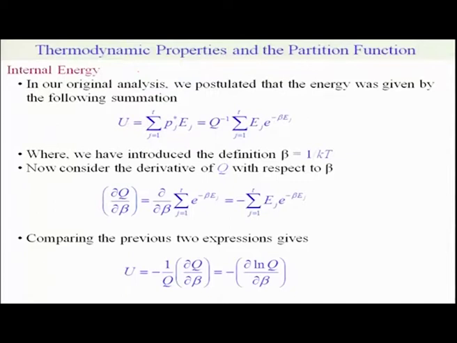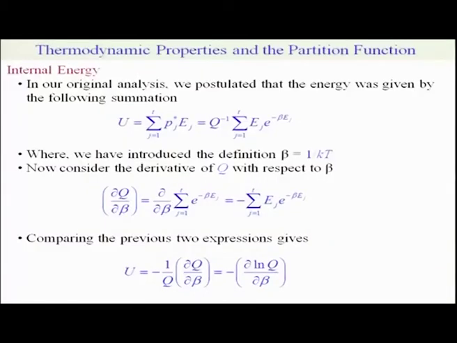Okay, so with this we can now extend and try to understand how we calculate energy, internal energy, from the Boltzmann distribution. In our original analysis we postulated that the energy is given by the average of E, which is simply the first moment of the probability distribution, nothing but the summation of Pj Ej.